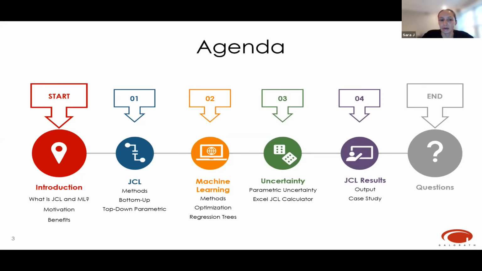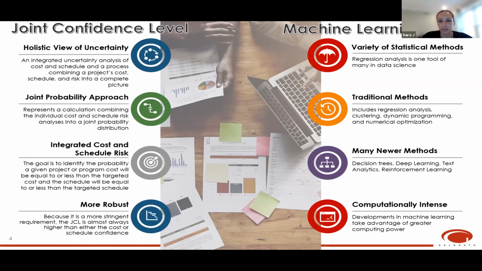Because it's a more stringent requirement, the joint confidence level is almost always lower than the cost or schedule confidence when modeled separately. Machine learning, on the other hand, represents a variety of statistical methods for prediction and classification. Some traditional machine learning methods include regression analysis, clustering, and optimization. Some newer machine learning methods include decision trees, deep learning, text analytics, and reinforcement learning. The newer machine learning methods are computationally intense and they require programming tools to run many iterations of algorithms in a short period of time.